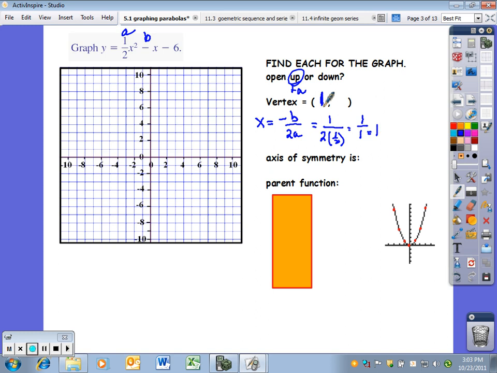Now I take that 1 and plug it into my function. So I have y equals 1/2 times 1 squared minus 1 minus 6. That's 1/2 minus 7. That's negative 6 and 1/2. So now I can plot the point 1, negative 6 and 1/2.